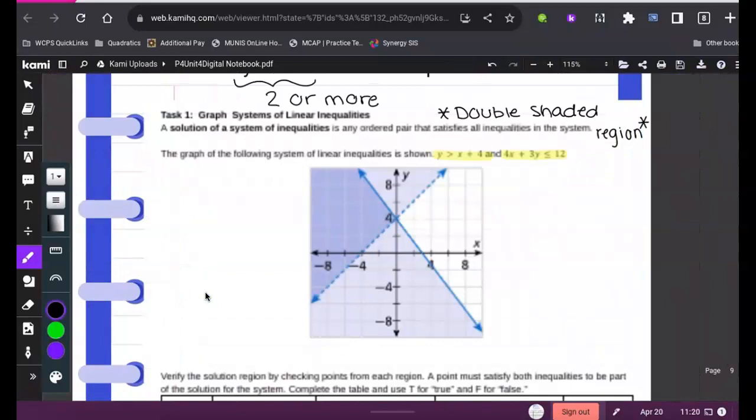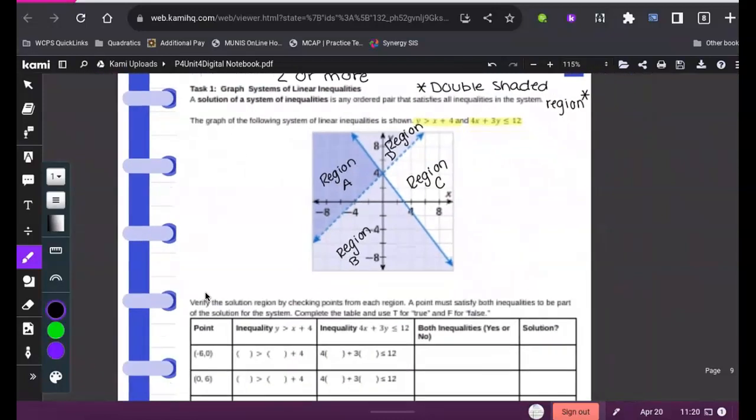We'll call this region A, and we'll call this region B, region C, and region D. Region A is where both of our lines are shaded. Both of our lines are overlapping. We have some shading in region B, some shading in region D, but both of the inequalities are shaded for region A.